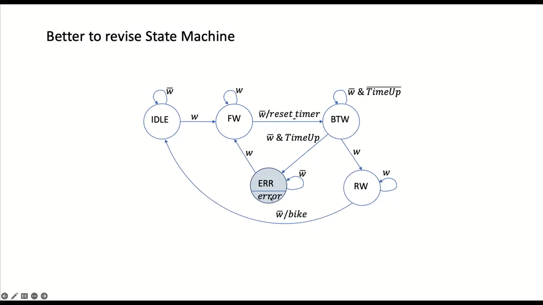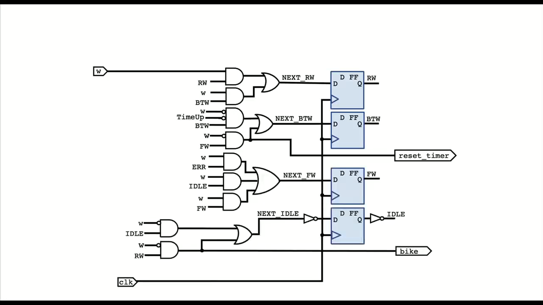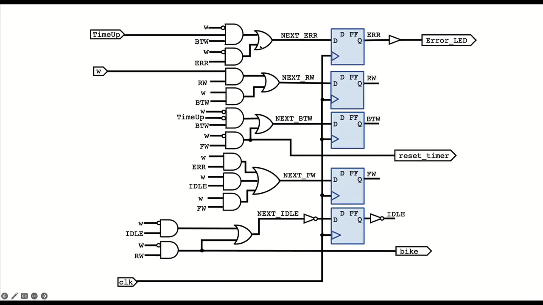Okay, so if we look at how this changed our circuit, you'll see that all it did was add an extra flip-flop, and the output of this flip-flop is the error, because we're only outputting it in this state. And we are going there when we are in between wheel, time is up, and we don't have a wheel, and we're here, and we still don't have a wheel.